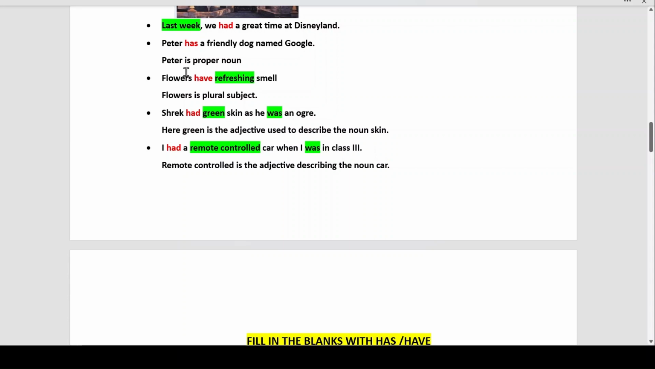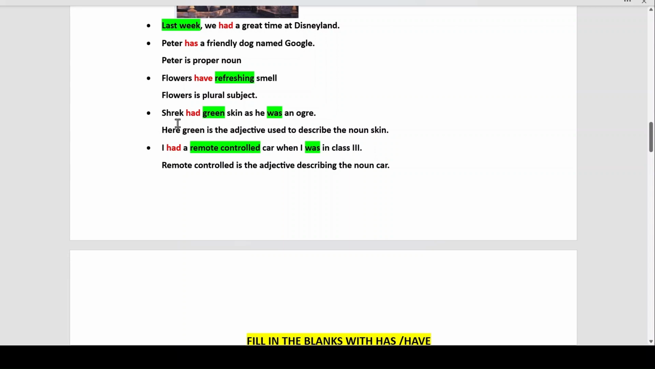Okay. First thing is you will check what is the subject, whether it is singular or plural. Here we have decided that the subject is plural. Flowers, more than one flower, plural subject. Next, we will see what is the verb. Refreshing. It is in your present continuous tense. Therefore, have. Next, Shrek had green skin as he was an ogre. Now, why will it be Shrek had here? Because the determining word over here is was. Why will it not be Shrek has?